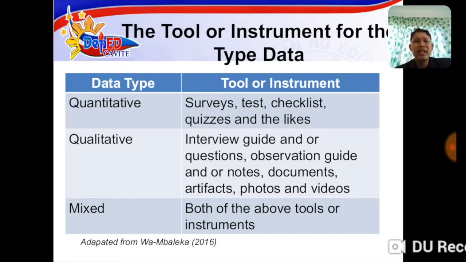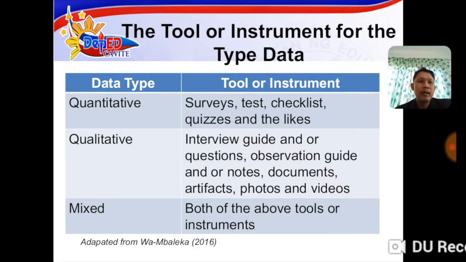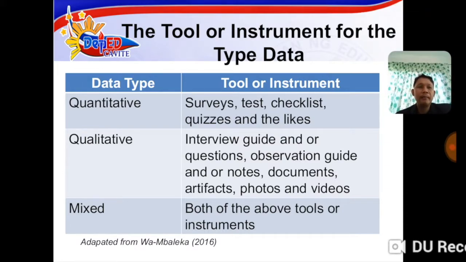So what are the tools and instruments for the data or data type? So we have three types of data type. We have quantitative, qualitative, and mixed. However, the basic data types are actually qualitative and quantitative.